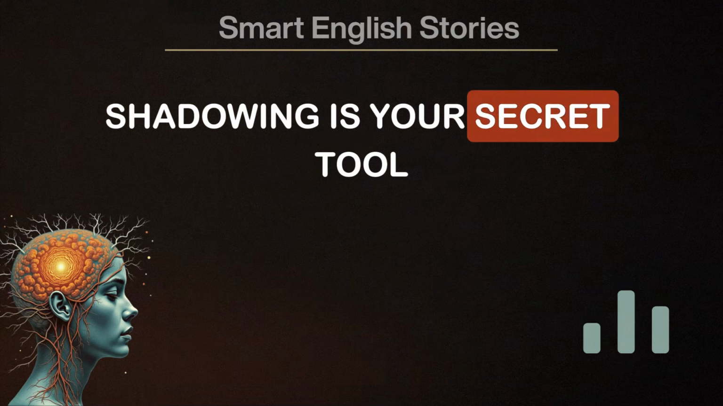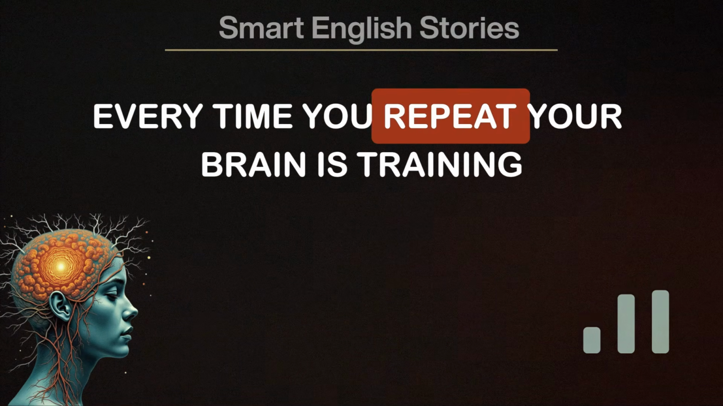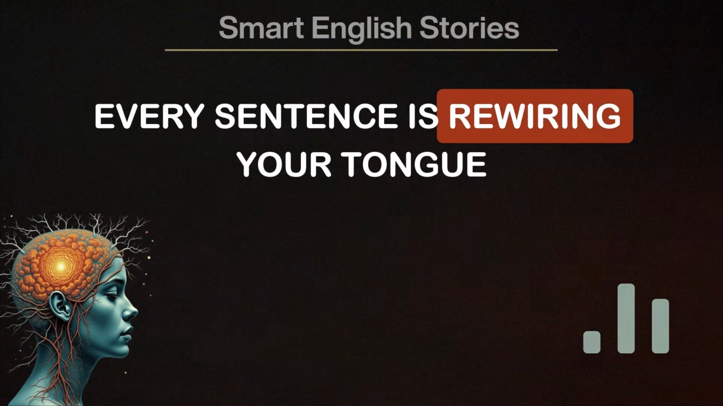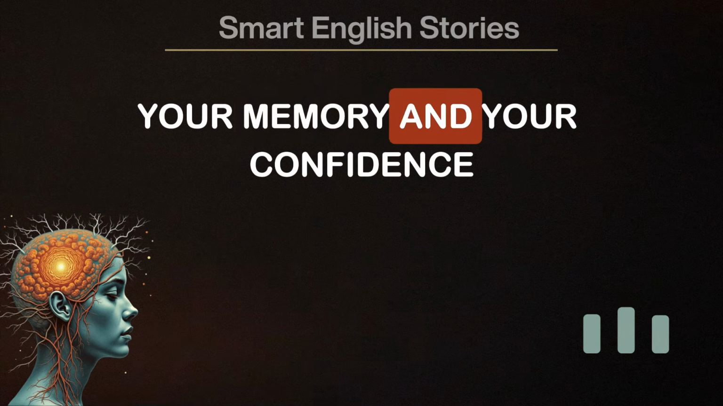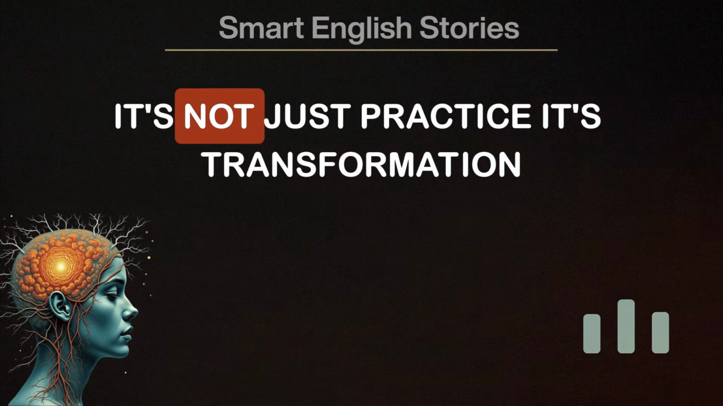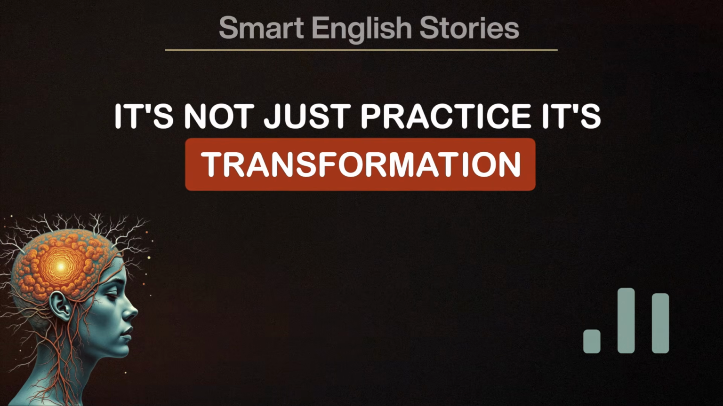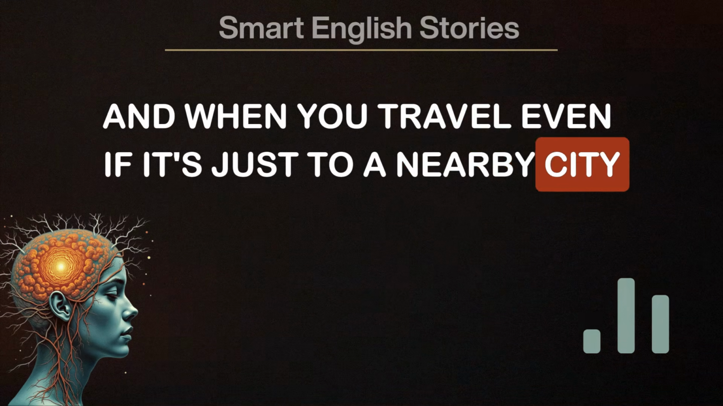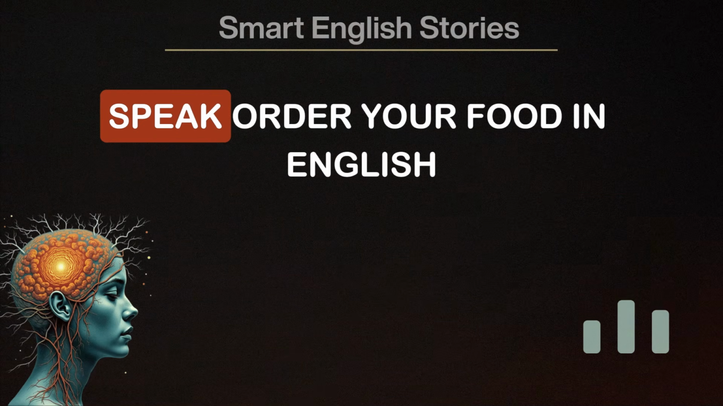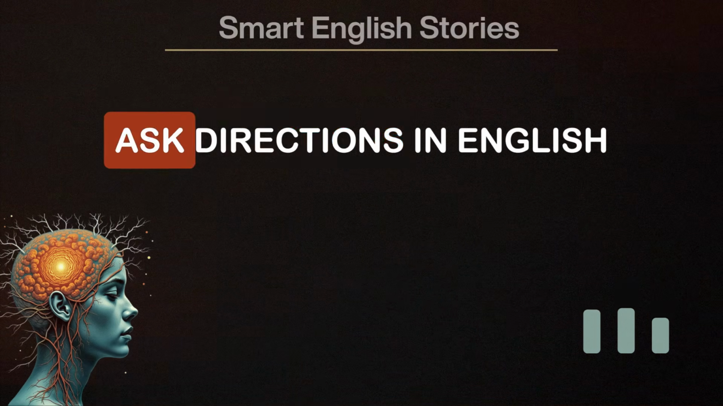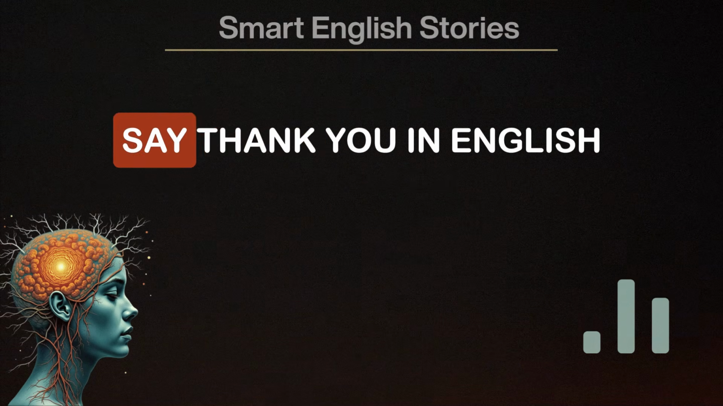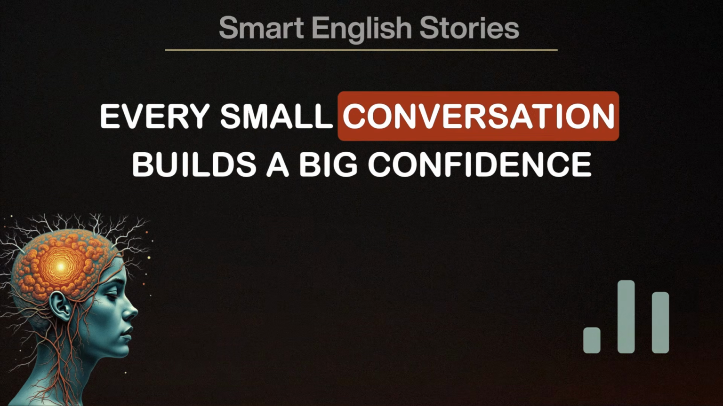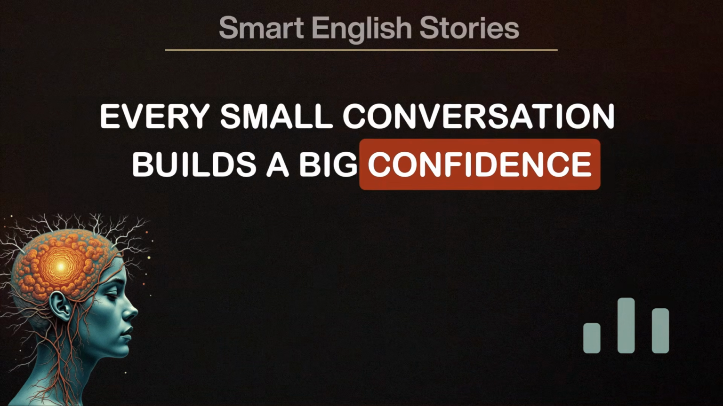Shadowing is your secret tool. Every time you repeat, your brain is training. Every sentence is rewiring your tongue, your memory, and your confidence. It's not just practice, it's transformation. And when you travel, even if it's just to a nearby city, speak. Order your food in English. Ask directions in English. Say thank you in English. Every small conversation builds a big confidence.